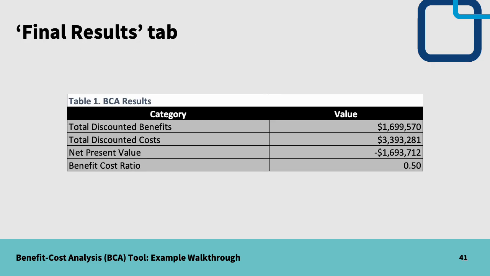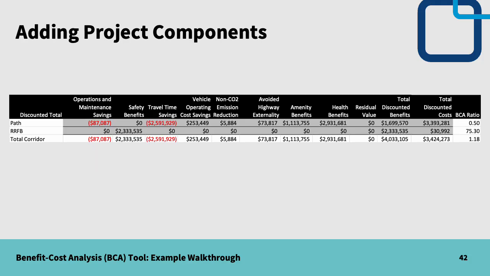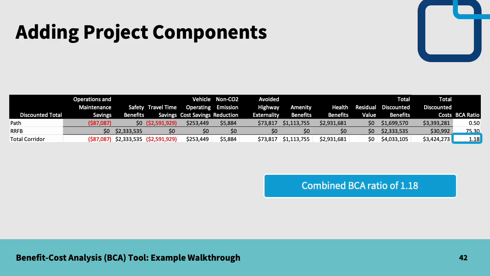The Results tab shows that for the path alone, we actually do not have benefits exceeding costs. We are only seeing a 0.5 benefit cost ratio. Our final step is to add the results from our 2 project components. Here, we are adding up the discounted sums across all years for each benefit and cost category and each component. We do this by copying over values into a new Excel tab. As you can see, once our components are combined, we now have benefits exceeding costs for an overall ratio of 1.18.